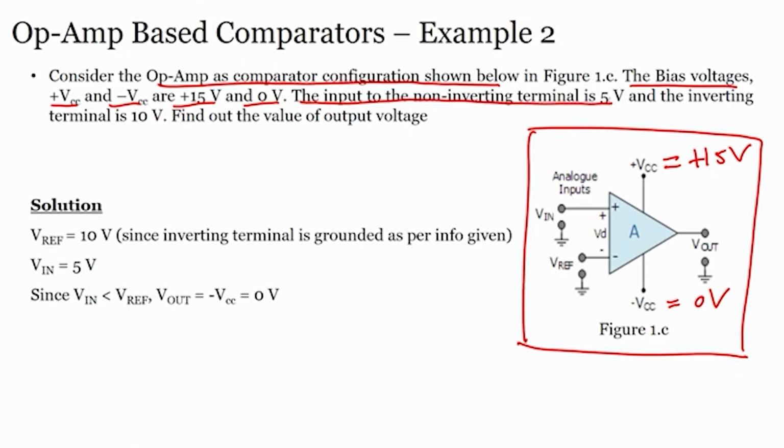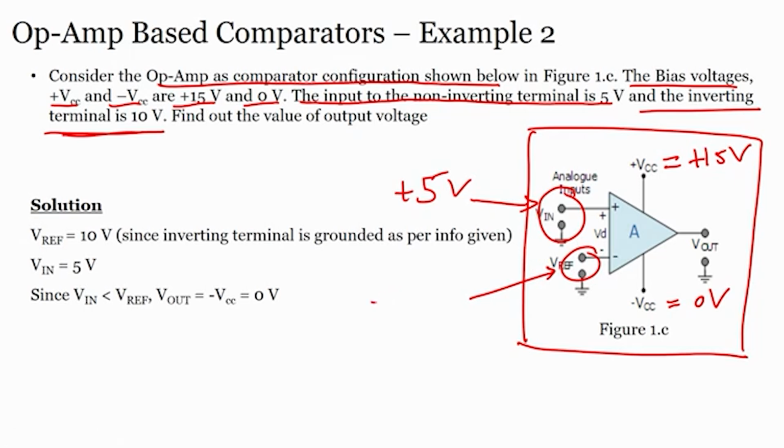Input to the inverting terminal is plus 5 volts. This input is plus 5 volts, alright. Let me write 5 correctly, 5 volts, and the inverting terminal is 10 volts. This one is 10 volts. Find out the value of the output voltage, that is the question, when you are given these conditions: plus 15, 0, plus 5, plus 10.